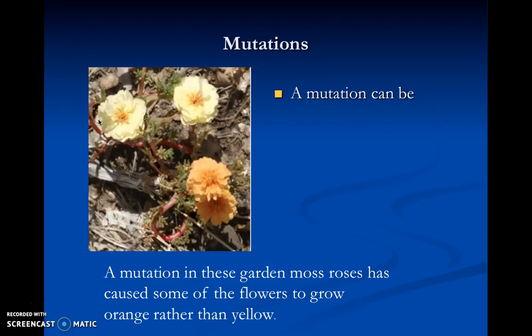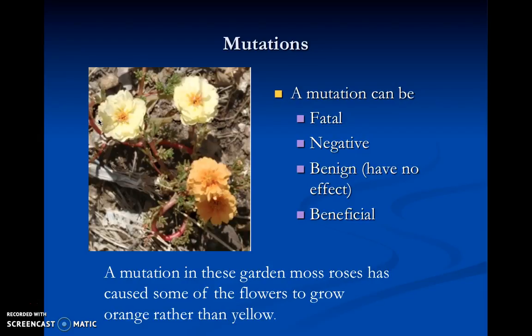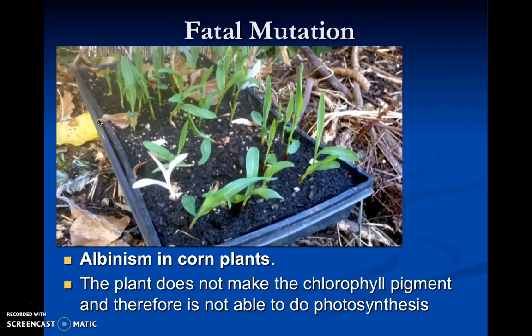So mutations can actually be fatal, meaning that it kills the organism. It could be negative, meaning that it harms the organism. It could be benign, has no effect, doesn't help it or hurt it, or mutations are sometimes beneficial to the organism. So let's look at an example of a fatal mutation.